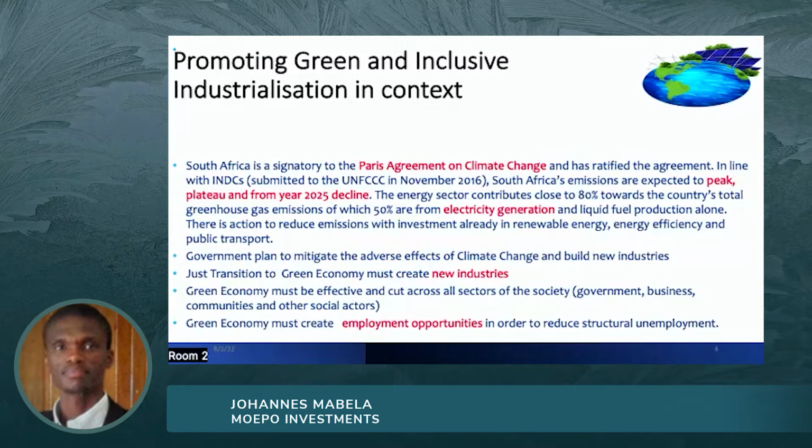Just transition will cause massive unemployment. So now new industries need to be developed from mining, from agriculture, and other sectors of the economy, more especially in Mpumalanga, where there is an energy hub that is going to be disrupted. And new industries are going to be created. The green economy must create employment opportunities in order to reduce structural unemployment. The issue of structural unemployment can be evidenced at Eskom and the supply chain, that is the mines that supply Eskom with coal, that is fossil fuel. So there will be unemployment, that is inevitable.